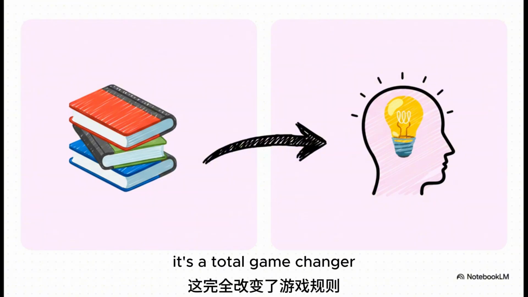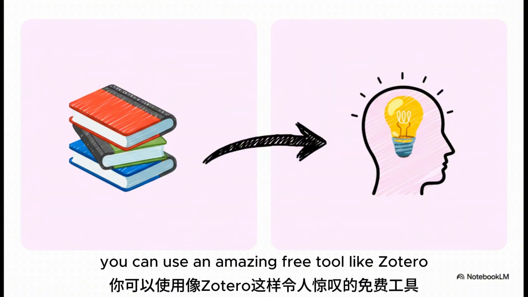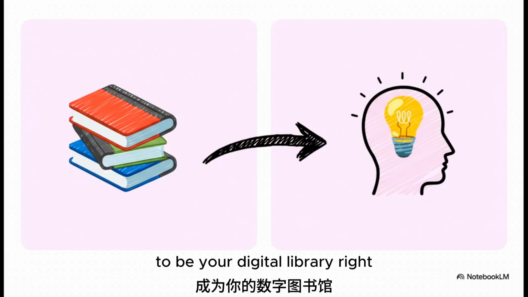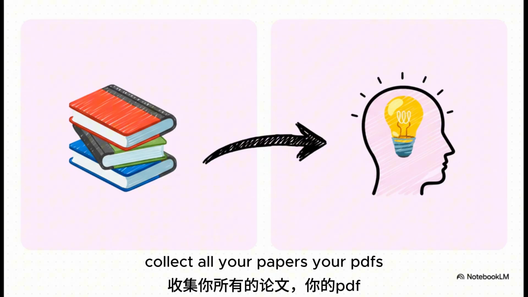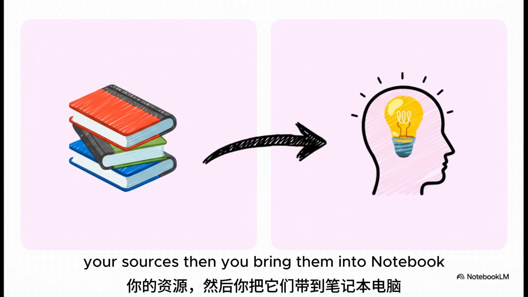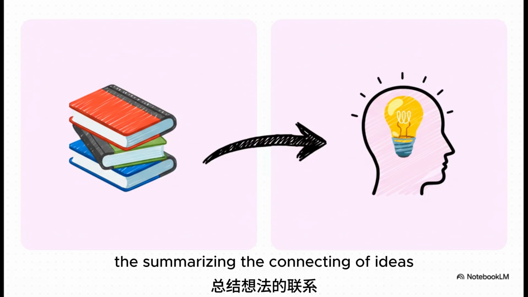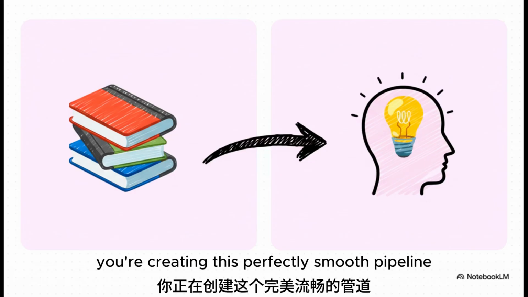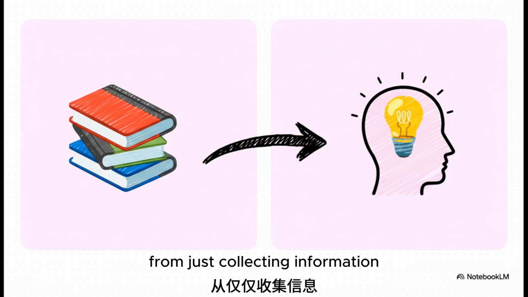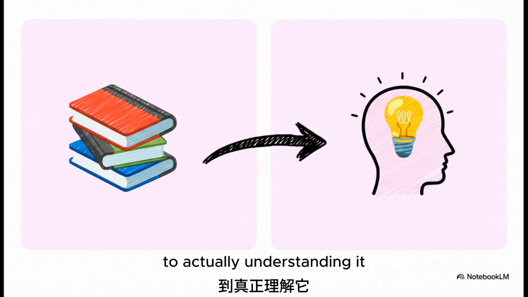Think about what this means for a student. It's a total game changer. You can use an amazing free tool like Zotero to be your digital library, right? Collect all your papers, your PDFs, your sources. Then you bring them into NotebookLM to do the heavy lifting, the summarizing, the connecting of ideas. You're creating this perfectly smooth pipeline from just collecting information to actually understanding it.